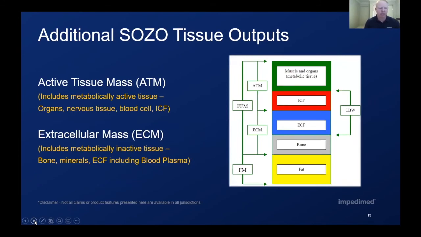Some further additional SOZO outputs are active tissue mass and extracellular mass. I love to share these with patients. So active tissue mass, I can say, hey, look, this is all the good stuff, all the stuff we want to keep and hold on to. So our metabolically active tissue includes muscle, intracellular fluid, organs, all of that good stuff. So whatever treatment, whatever we're doing, we want to hold on to that. Extracellular mass is everything else around bones and minerals and extracellular fluid, including blood plasma. So we don't see as much change, but certainly active tissue mass is a great one to really pinpoint with patients and hopefully track and trend over time.